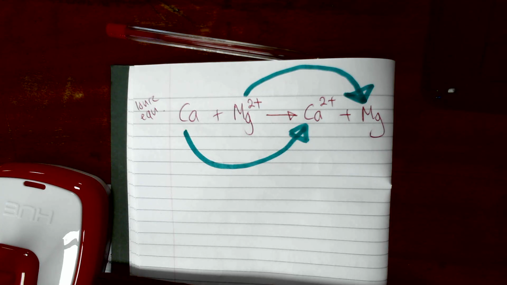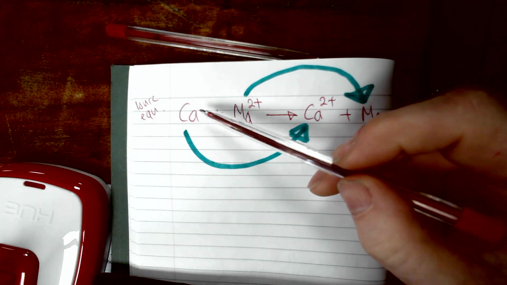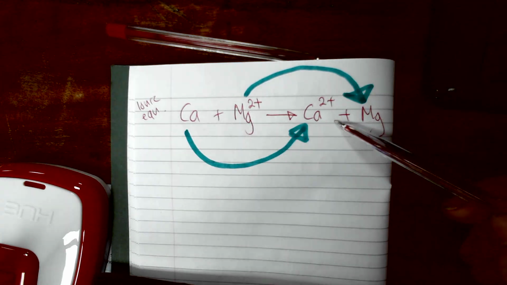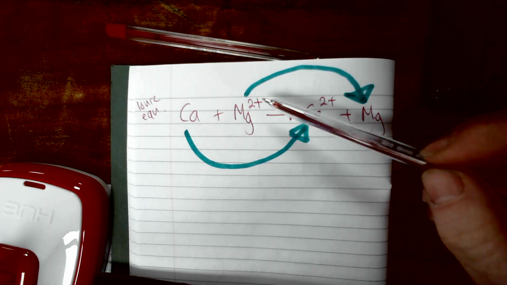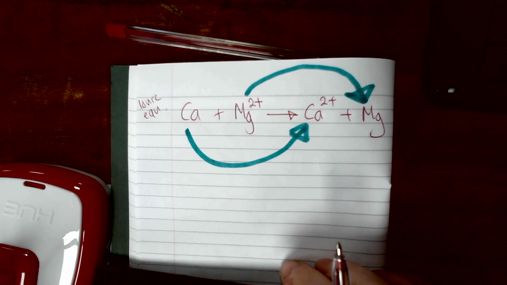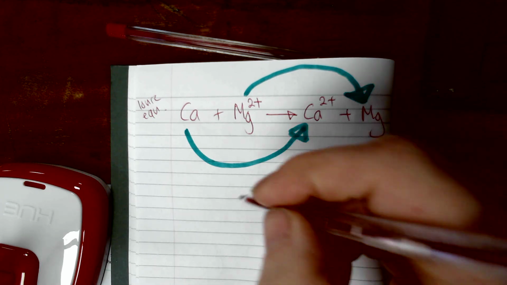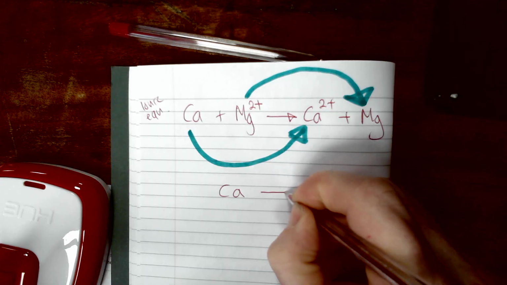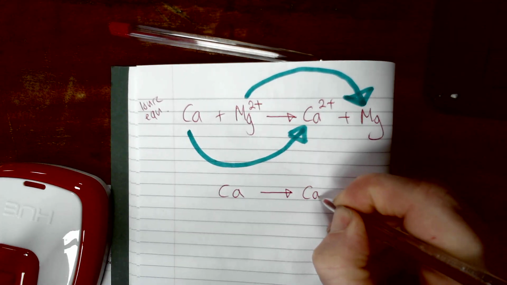So, in a displacement reaction, one of the metals goes from being a metal to being a 2+, and the other metal goes from being a 2+ to becoming the metal. So these are two individual stories we can tell by writing half equations. I'm going to write these two half equations now. First one, I'm going to tell the story of calcium. In this equation, calcium becomes calcium 2+.